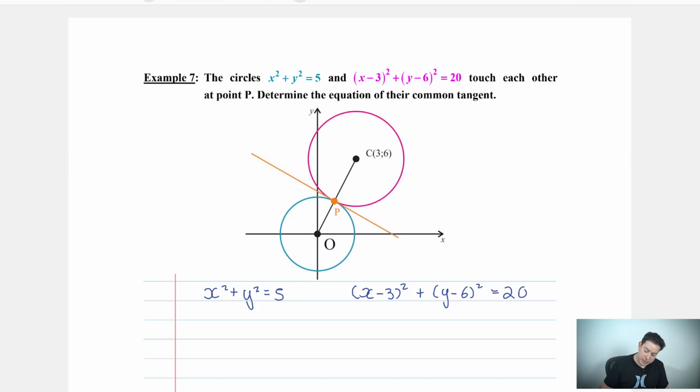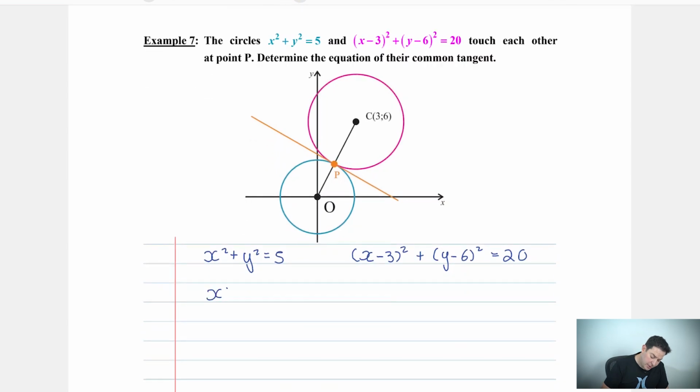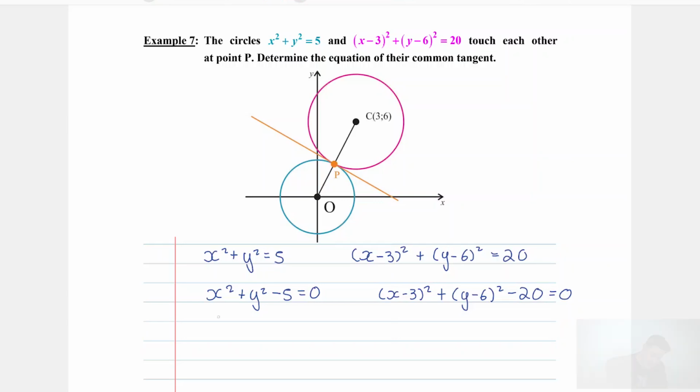So now I need to equate the circles. I'm going to take the constants over to the left-hand side. x squared plus y squared minus 5 equals 0. And over here, (x minus 3) all squared plus (y minus 6) all squared minus 20 equals 0. And now because both circles are equal to 0, we can equate them. So now we're going to have x squared plus y squared minus 5 is equal to (x minus 3) all squared plus (y minus 6) all squared minus 20.